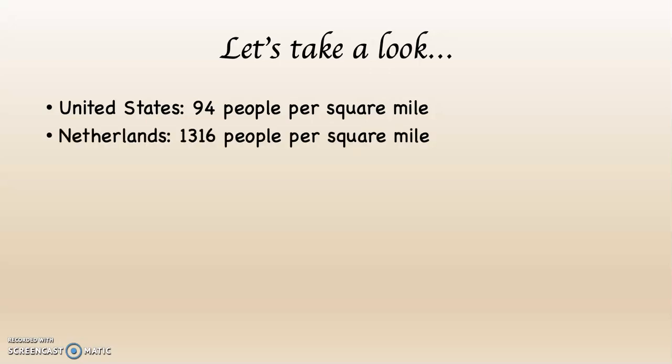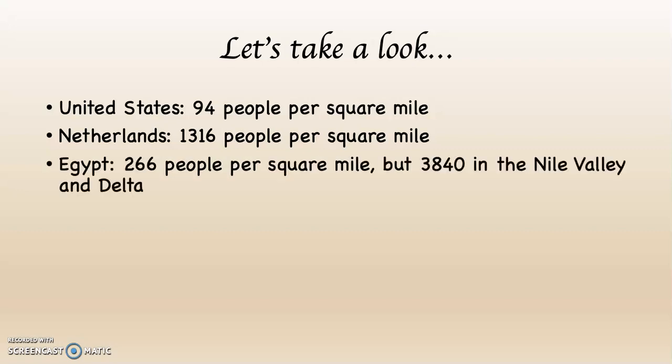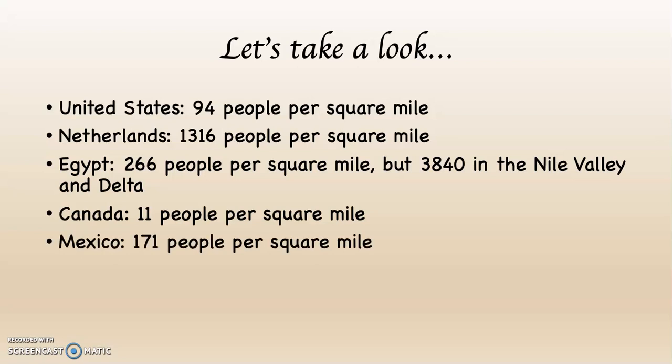The Netherlands, which is in Europe, is one of the most densely populated countries in Europe, and for that matter in the world, 1,316 people per square mile. Egypt has 266 people per square mile, but 3,840 in the Nile Valley and the Nile Delta. We'll come back to that. Canada, our neighbor to the north, 11 people per square mile. Mexico, our neighbor to the south, 171 people per square mile. And China with 397 people per square mile. Does this tell us anything? Look at it. I mean, really, the Netherlands is a rich country. Does that population density mean that it's not?